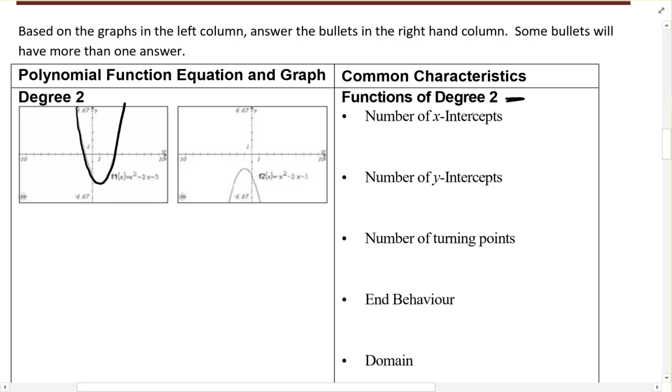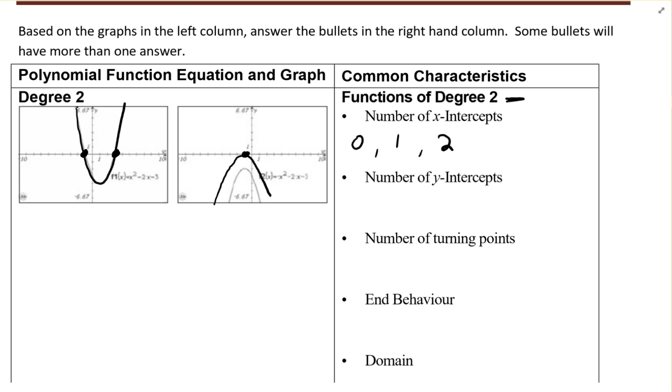So number of x-intercepts. Well, this one has 2, right? But it's also possible that it doesn't have any. It could be down below, not touching at all. But it could also be the case that you have one that comes up, just touches, and then goes back down again, right there. So number of x-intercepts could be 0, 1, or 2, and that's it.